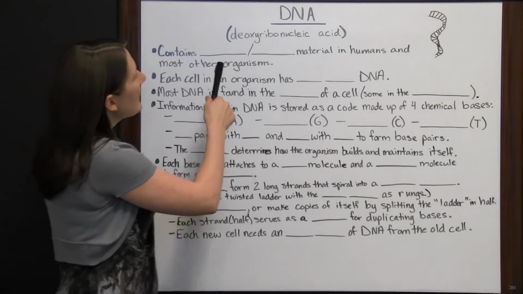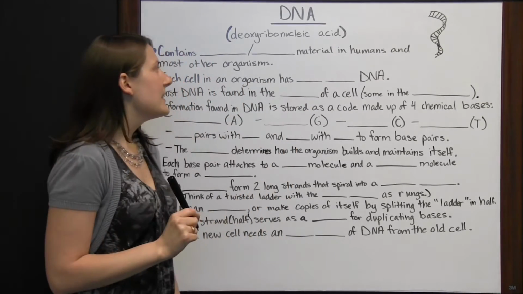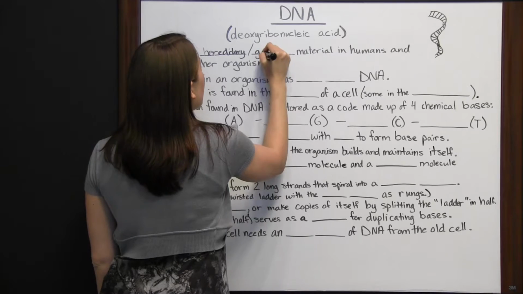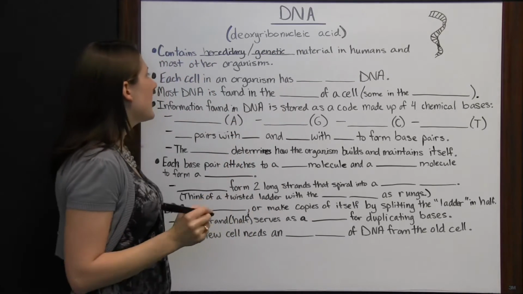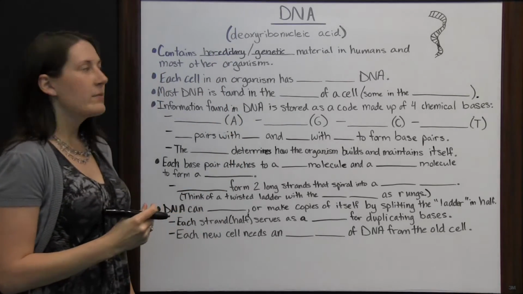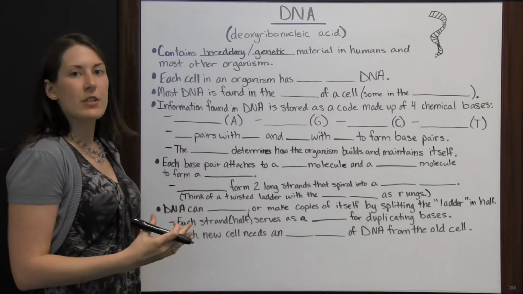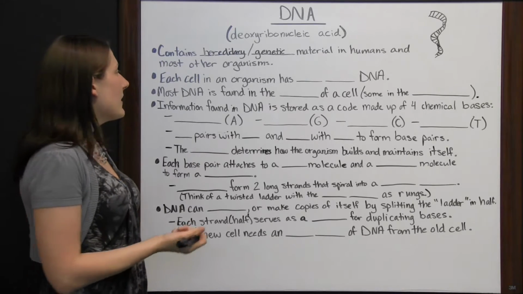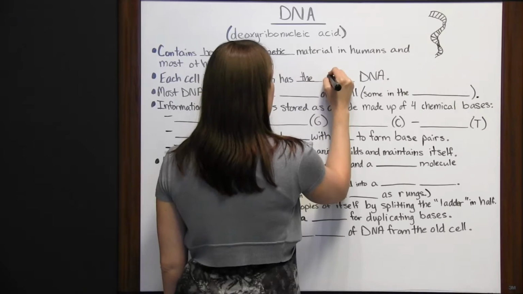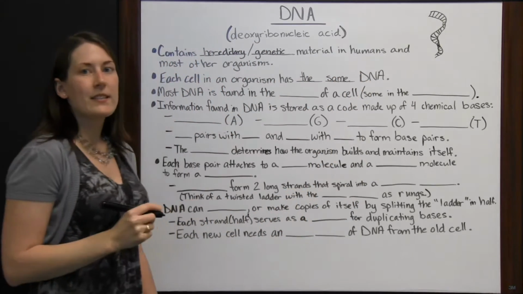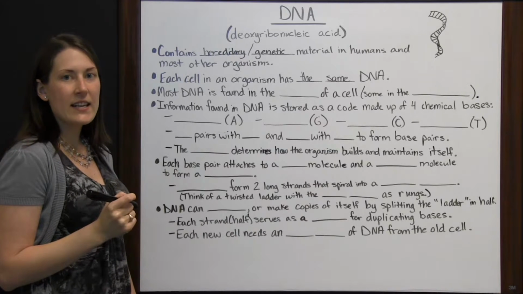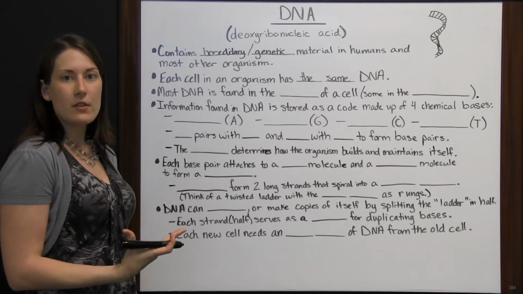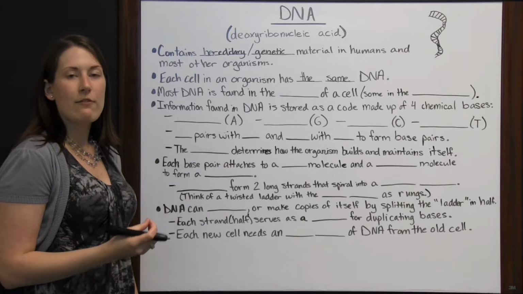DNA, or deoxyribonucleic acid, contains all of the hereditary or genetic material in humans and most other organisms. So the DNA is what lets people know what genetic material is in a person or is in a certain creature or other organism. Now, each cell in an organism has the same DNA. So if someone were to get a piece of your hair and a fingernail and a piece of skin and look at it very closely, the DNA in all three would be the same, and it would let whoever was looking at this know that all three of those articles came from the same person.